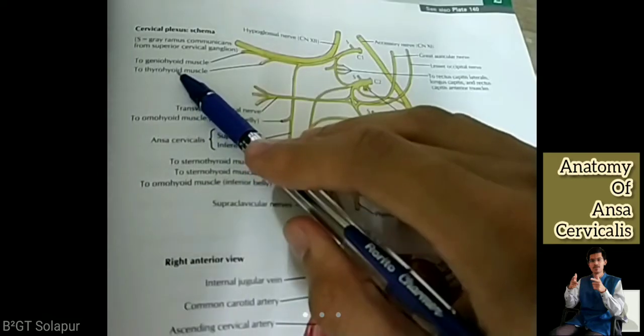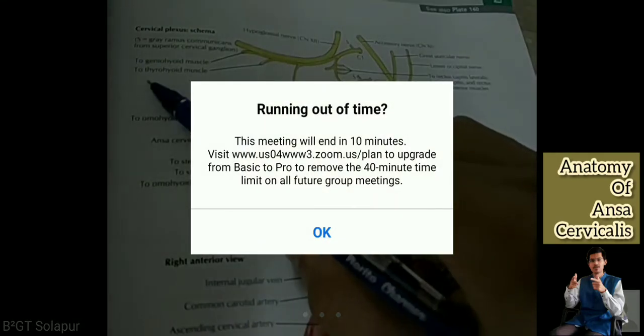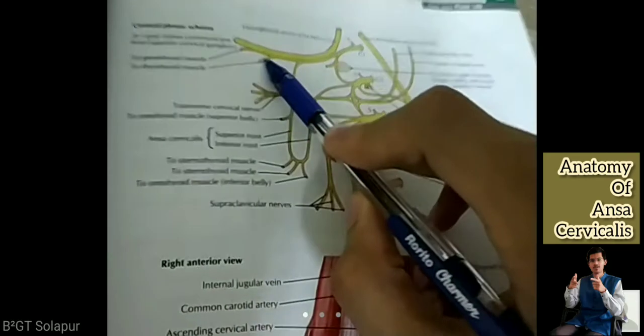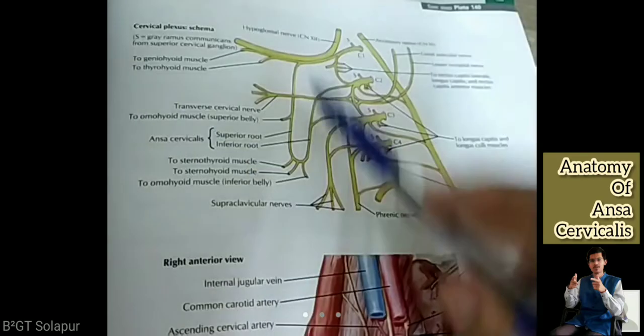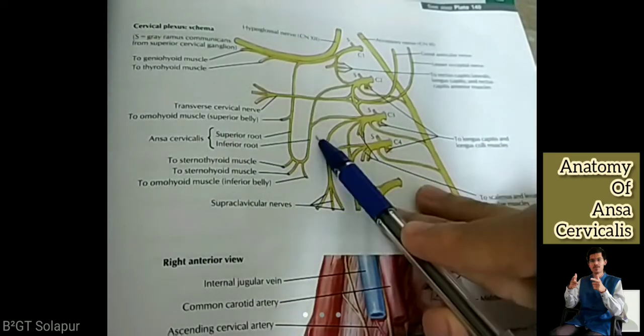Thyroid, you already learned, not the thyroid gland, it is the thyroid cartilage. From the thyroid cartilage to the hyoid, this nerve is supplying the muscle. Now coming to our ansa cervicalis, this is the superior root, this is the inferior root.